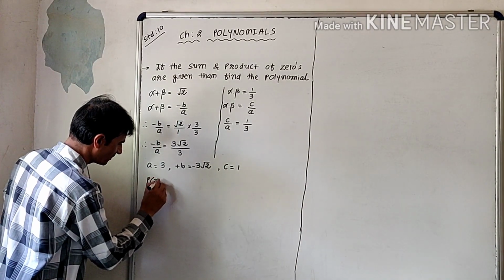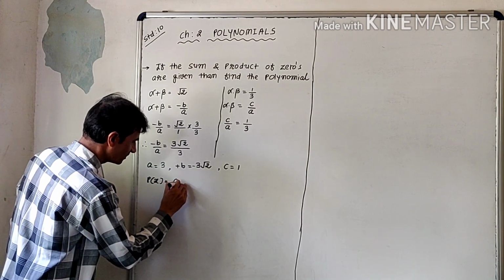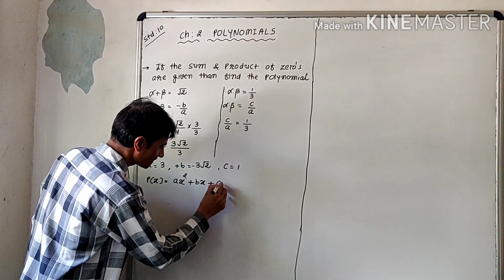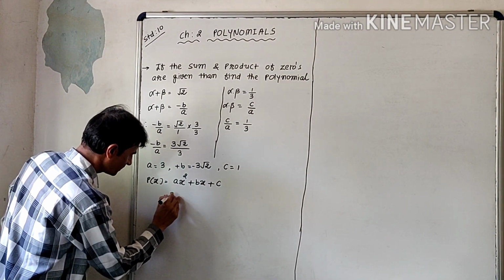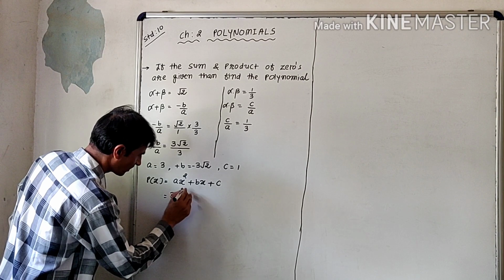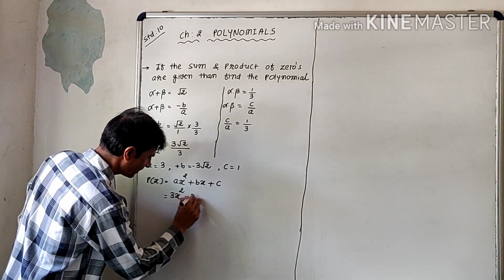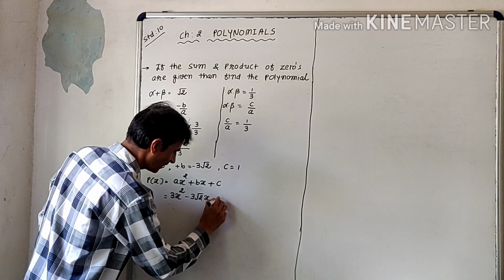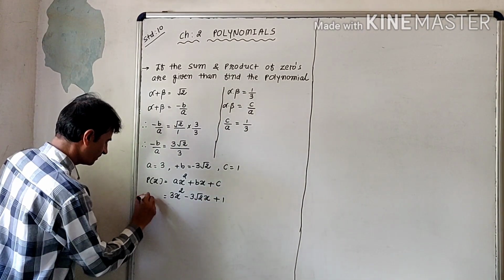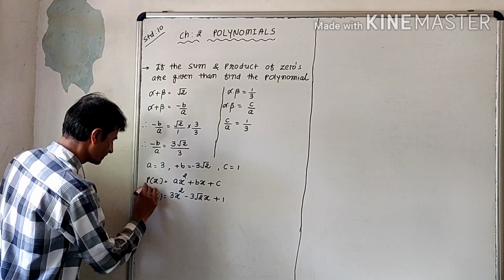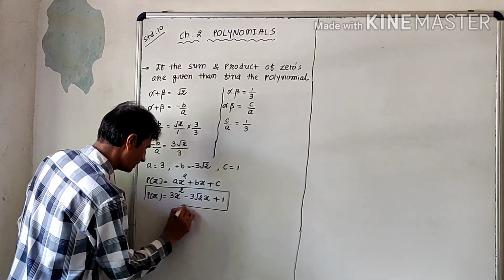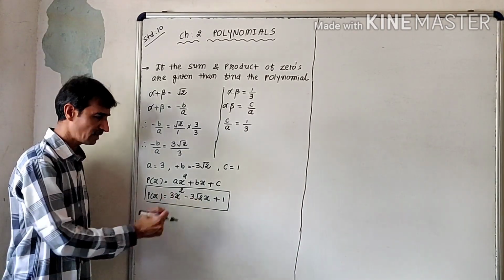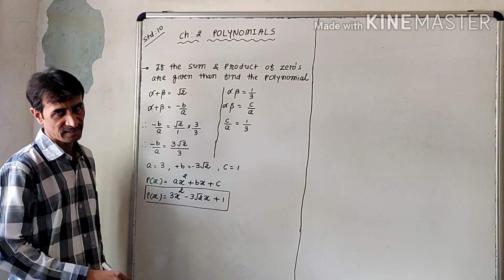Finally I want to find out the polynomial. So p of x is equal to ax square plus bx and plus c. What is my a? 3 and x square no change at all. Here what about the b? Minus 3 under root 2 and x again no change at all, and here plus 1. That means what? This is the final answer, and that is nothing but the polynomial 3x square minus 3 under root 2 x and plus 1. This is my final answer. Thank you.